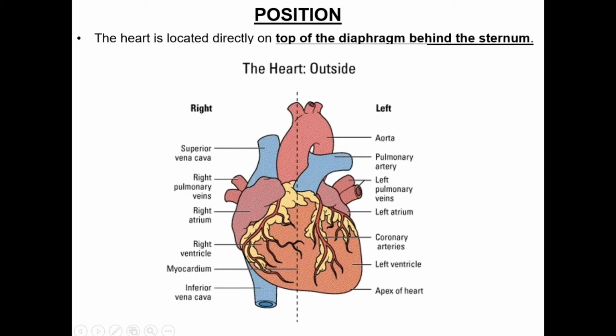You see, this is the right atrium, this is the right ventricle, left ventricle, and this is the left atrium. You see here, this is the inferior vena cava, superior vena cava, the pulmonary artery. These are the pulmonary veins, right and left. This is the aorta, this is the arch of the aorta.